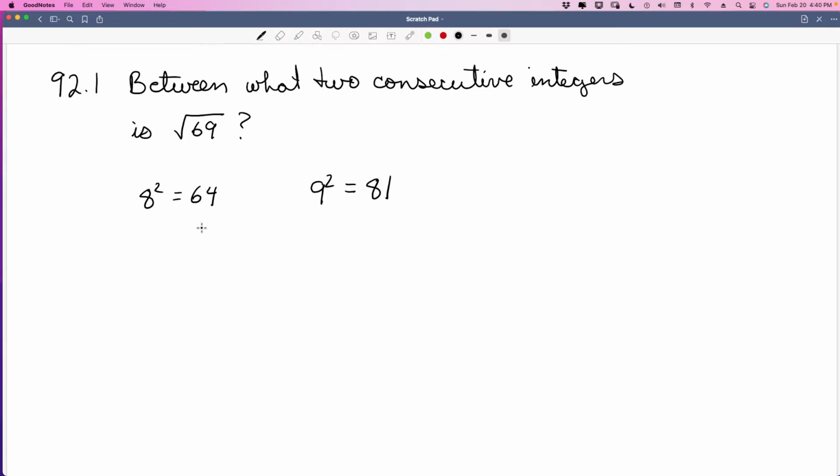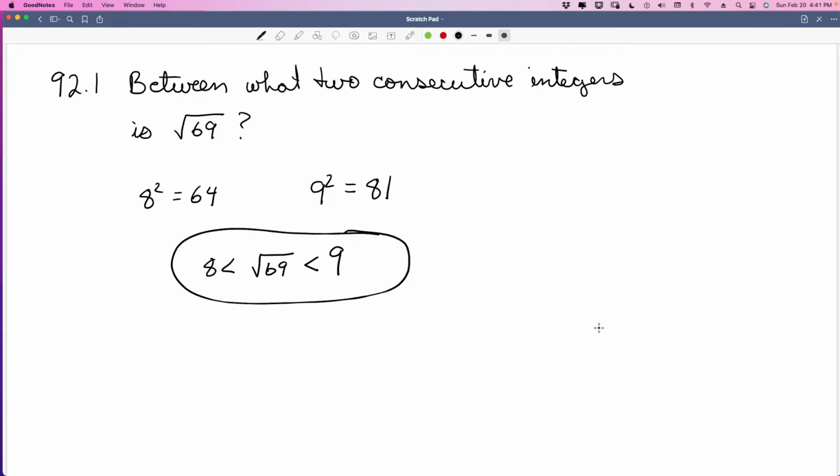So it has to be somewhere in between these two, because 69 is greater than 64, but it's less than 81. So we can say that 8 is less than the square root of 69, and the square root of 69 is less than 9. It's somewhere between these two numbers. And that would be how we would answer 92.1 with this inequality statement here.